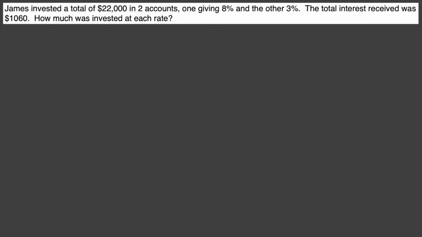Hey Kooks, this question says James invested a total of $22,000 in two accounts, one giving 8% and the other 3%. The total interest received was $1,060. How much was invested at each rate? So this is an interest problem with two different accounts. The best way to approach this problem is to set up a chart. So let's go ahead and do that.